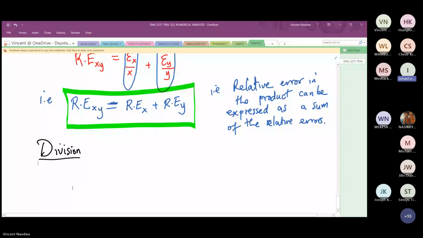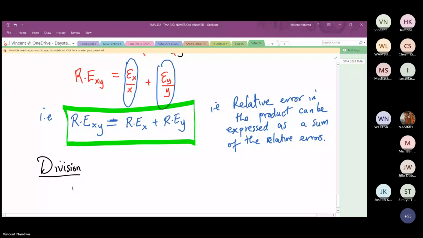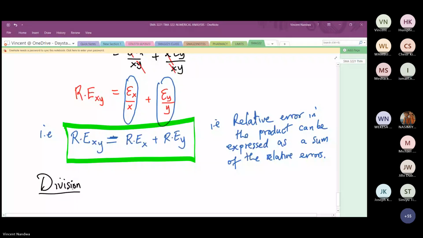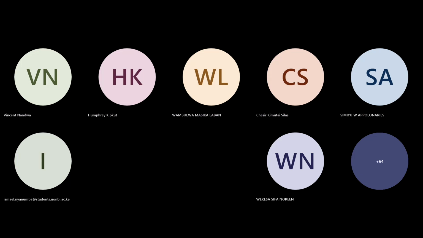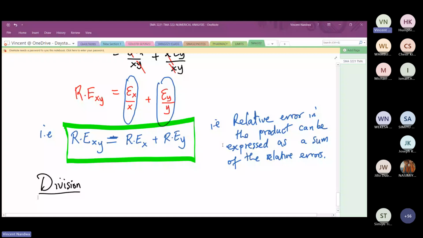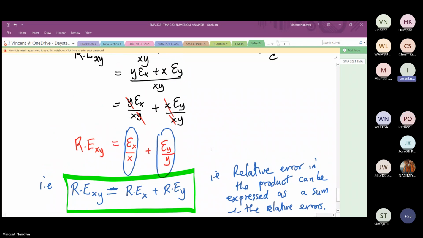Excuse me, sir. Yes. I don't know if I'm the only one who is not able to see the screen. Let me unshare and then share. Are you able to see it from your end now? Yes. Okay, good.